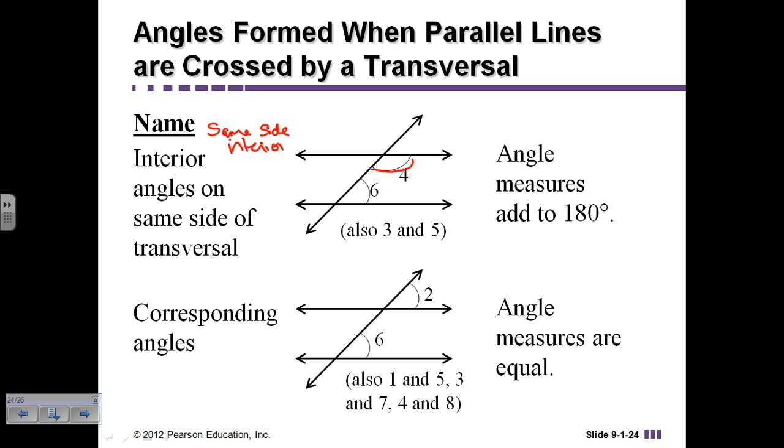We're looking at angle 4 and angle 6 because they're both on the inside. You'll notice that this one is obtuse and this one is acute. So since one is obtuse and one is acute, they are not the same. They are different, and if they are different, they're going to add to 180 degrees. They're going to be supplementary. Another pair of same side interior angles is this angle over here and this angle over here.